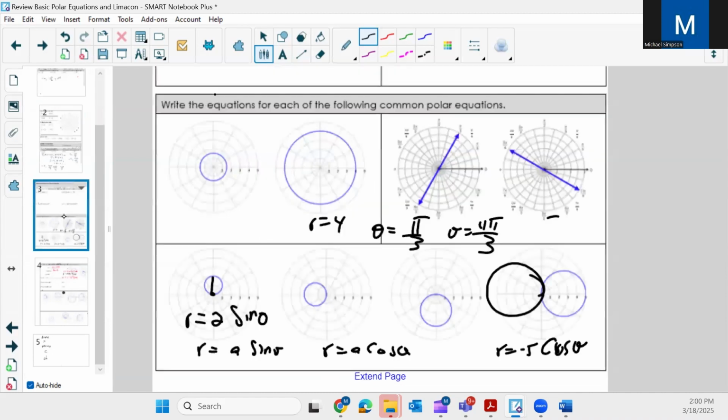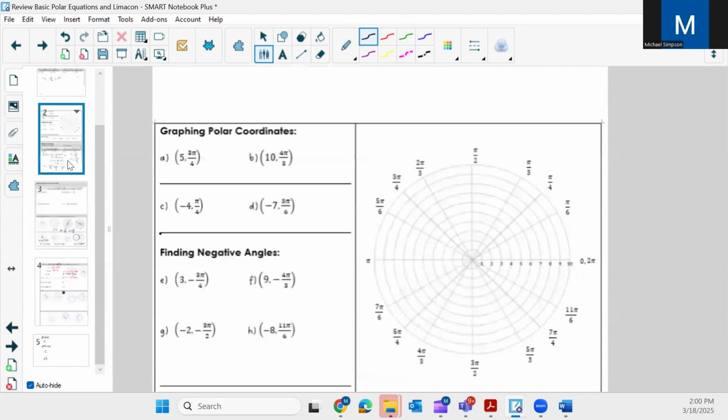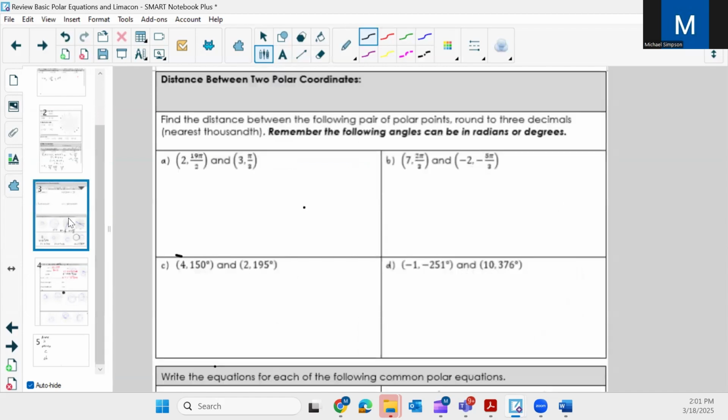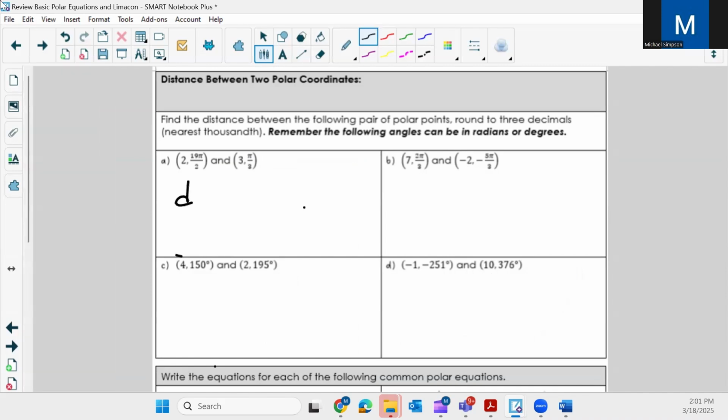The next thing on the review is how to find the distance between 2 polar points. Remember that distance? The distance is the long formula. D is equal to the square root of R1 squared plus R2 squared minus 2 R1 times R2, times cosine of the angle difference. Remember that?